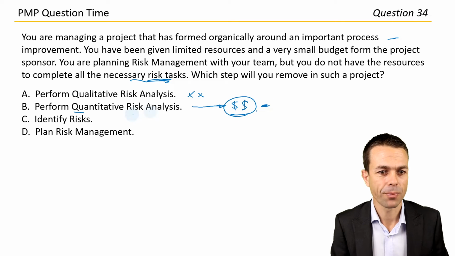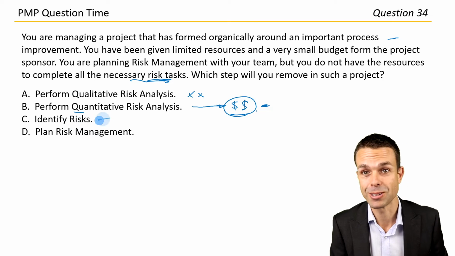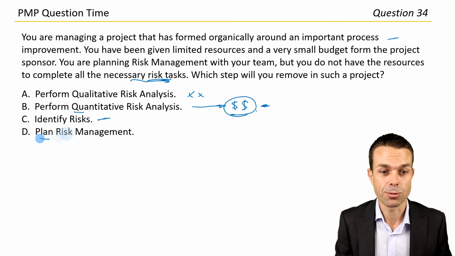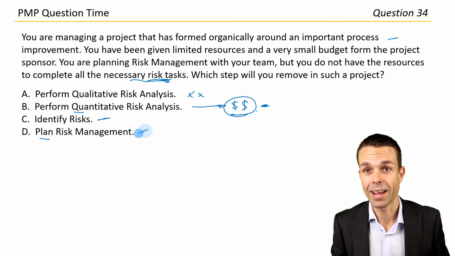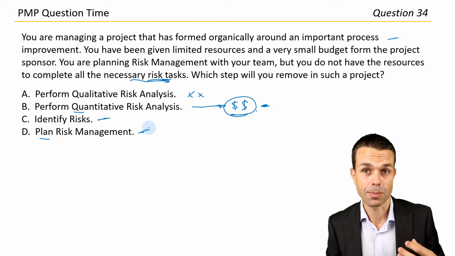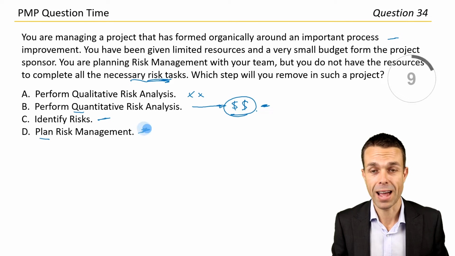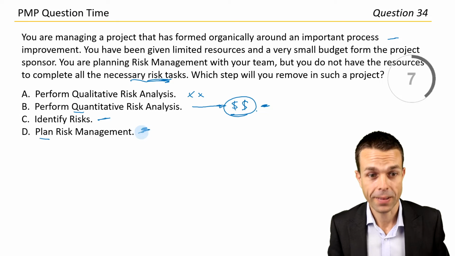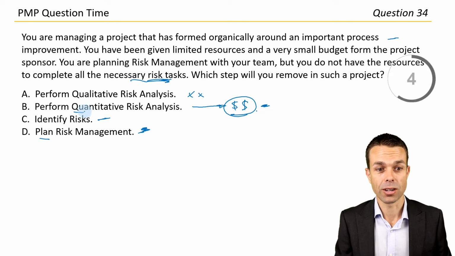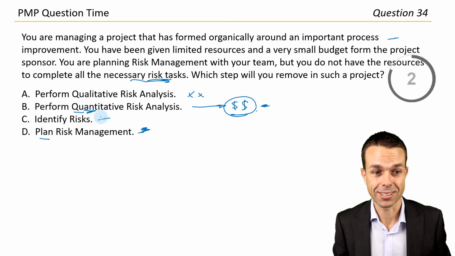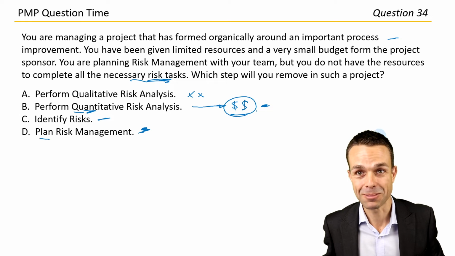Let's see what else we have. Identify the risks. We still need to do that. And plan risk management. I think we still need to do that as well. And usually we could do that as a project manager with our risk manager if we have one. So that would just sort of happen normally anyway. We wouldn't need anything extra like we would with quantitative risk analysis. I think let's go with answer B.